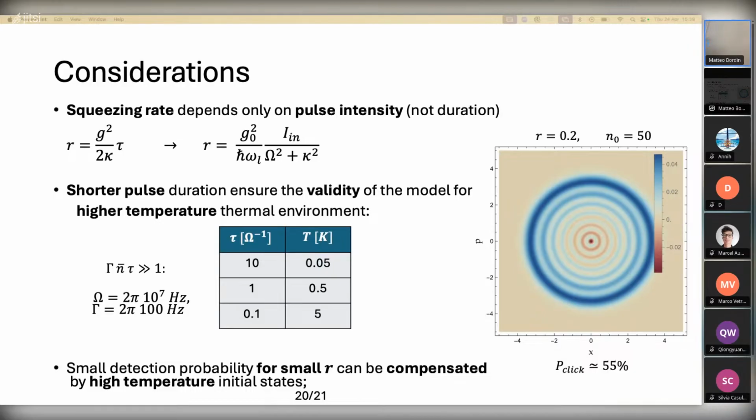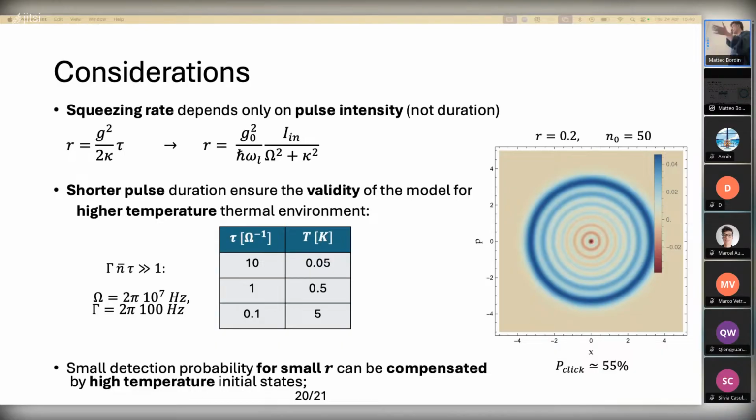Now, the duration of the pulse matters when we talk about neglecting thermal coherence. So here, this is a condition for neglecting thermal coherence. If I take smaller tau, it means I can take higher T, higher temperatures. Here in this table, I've got the duration of the pulse in units of oscillations of the mechanical component, and the temperature for achieving tau 10 times higher than 1. For tau to be 10 oscillations, I need to cool my overall system to 5 times 10 to the minus 2 Kelvin.